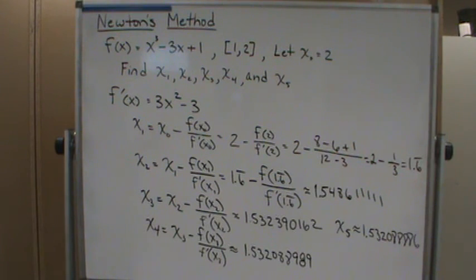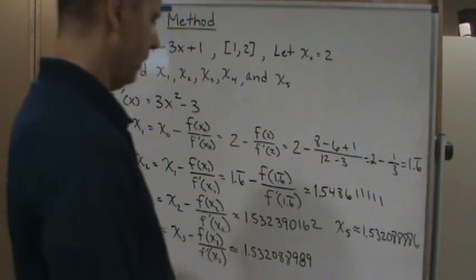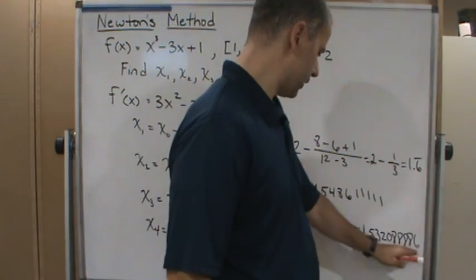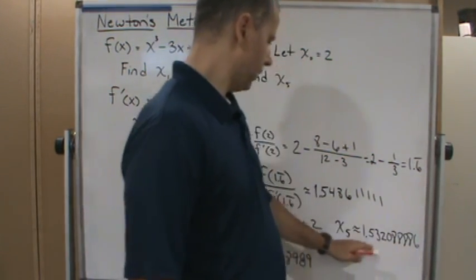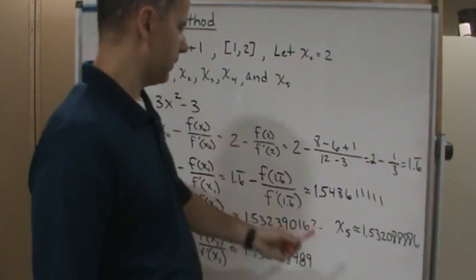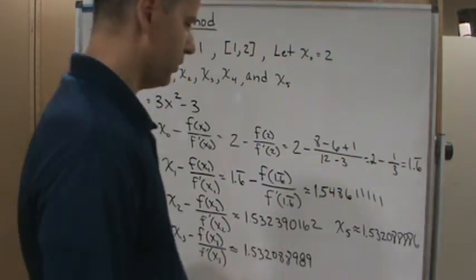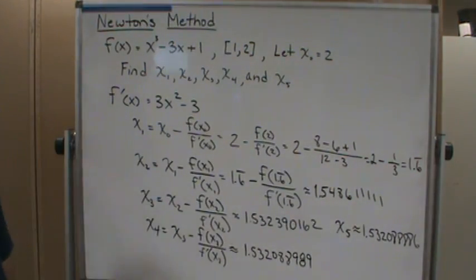And so with x5, we would say the approximate root on the interval from 1 to 2 is approximately 1.532088886. Okay, that's it.